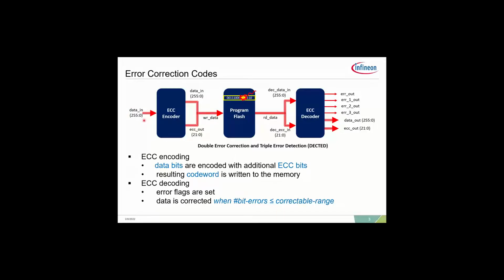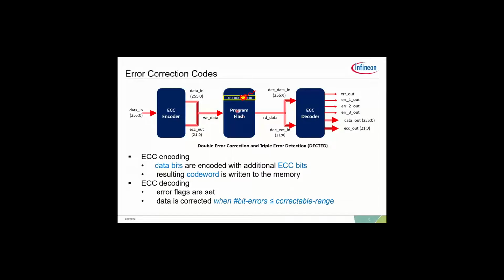Before that, these ECC designs are typically implemented in the memory regions, like memory interfaces or register file interfaces. Whenever the data has to be written to a memory, maybe a program flash or a data flash, the data will be passed through an ECC encoder. The ECC encoder takes these data bits and computes some additional ECC bits, or some might also say check bits. And the data, together with the check bits, are written to the memory.